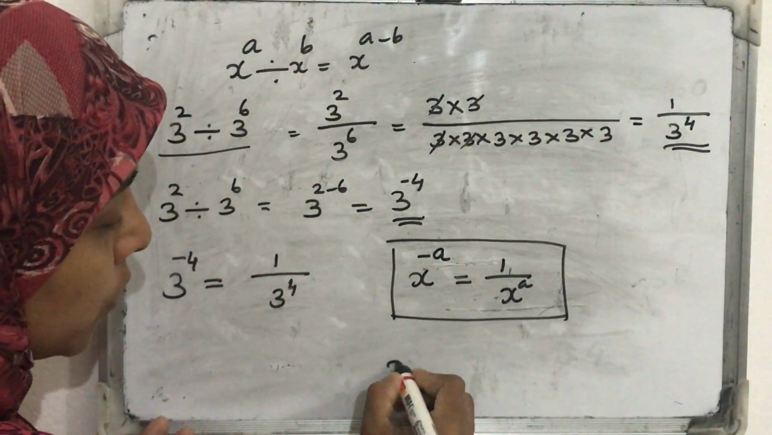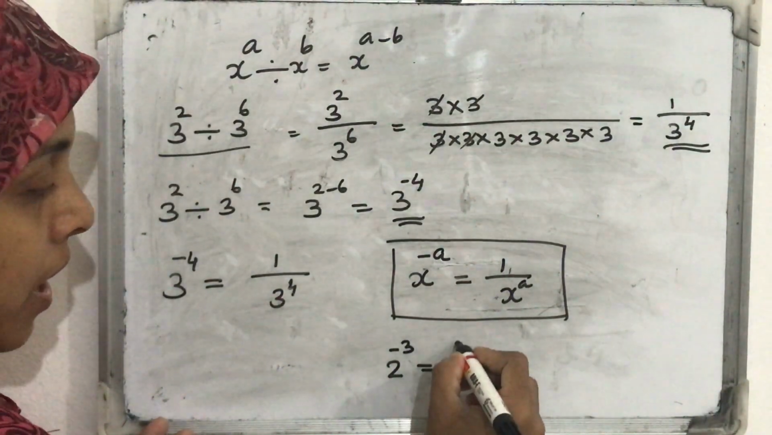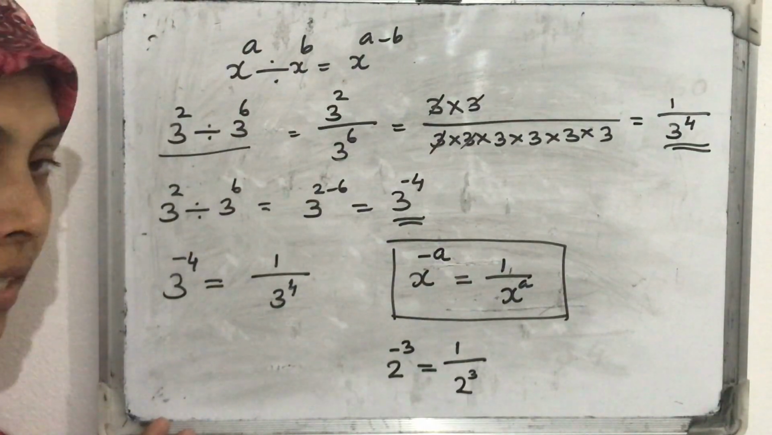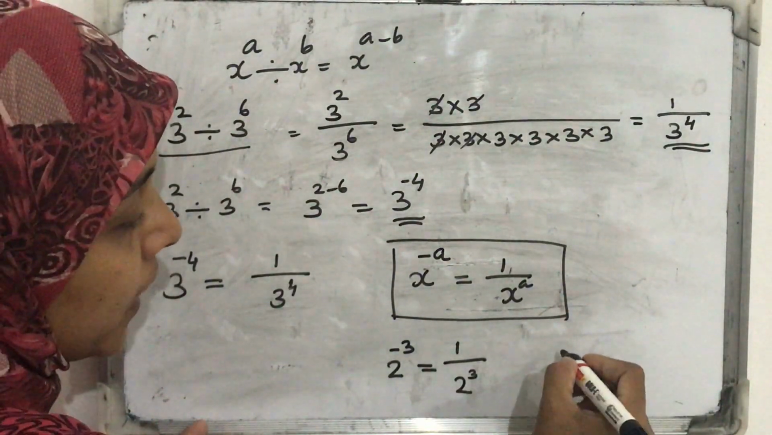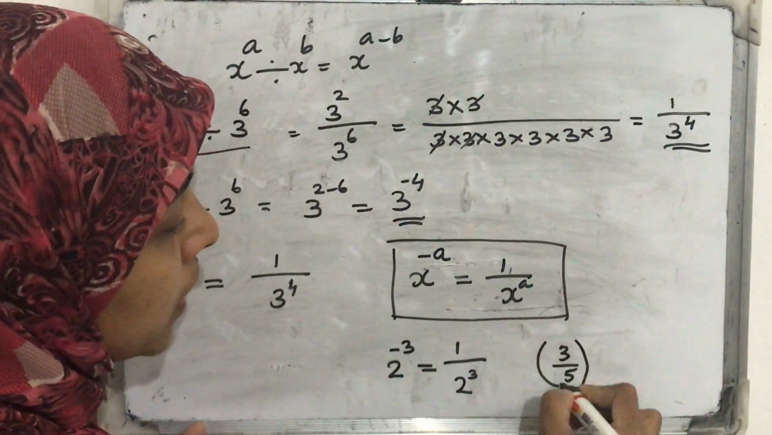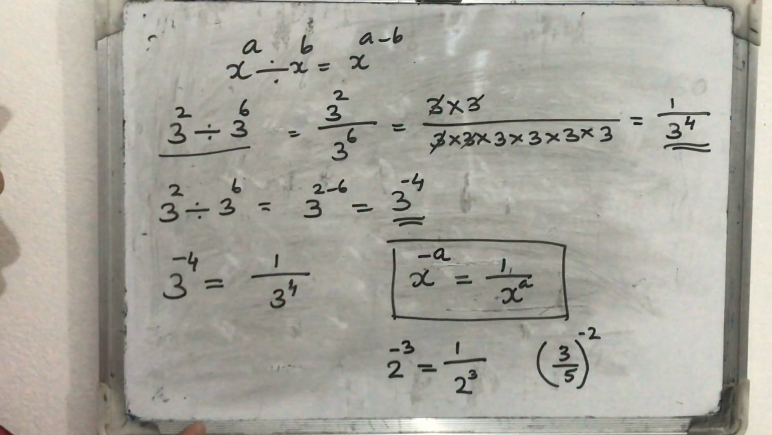So then what will be 2 raised to minus 3? So, 2 raised to minus 3 equals 1 by 2 cube. Okay, avoid that minus sign. Clear? Now, another example, 3 by 5 whole raised to minus 2. How can we write this?